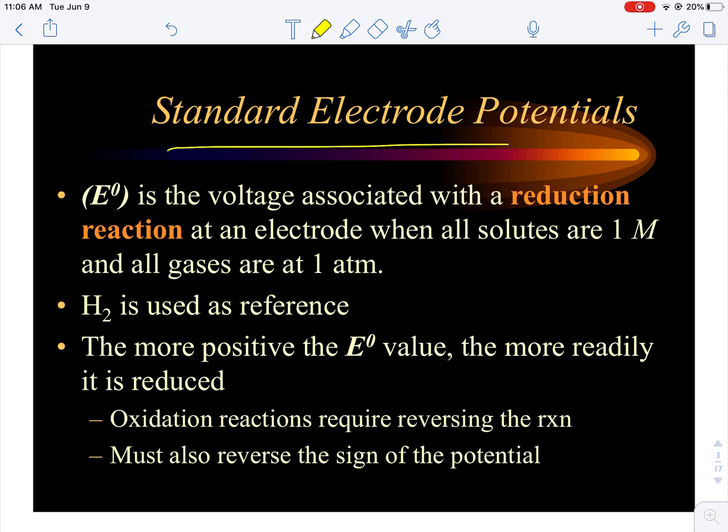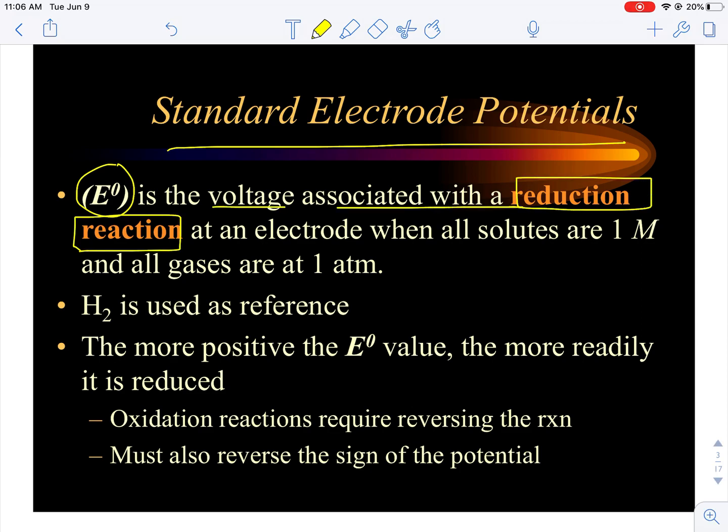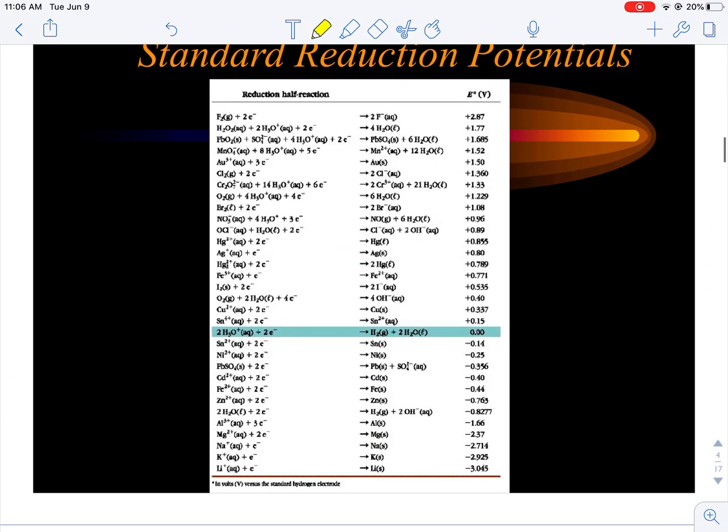All right, the standard electrode potential charts. Again, cell potential is the voltage associated with a reduction reaction at an electrode when all solutes are 1 molar and all gases are at 1 atmosphere. So rephrasing that, every single reaction that you see on the standard reduction potential chart, they are all reduction. Leo the lion says GER.